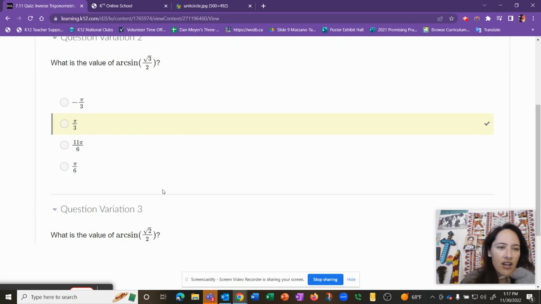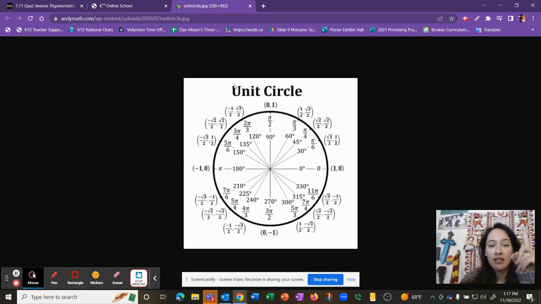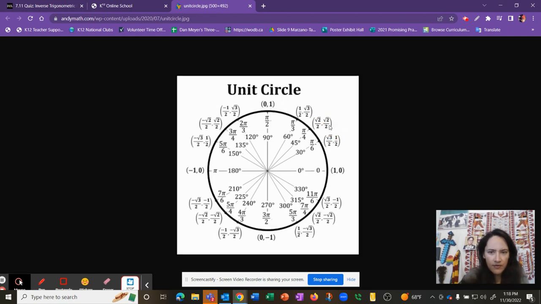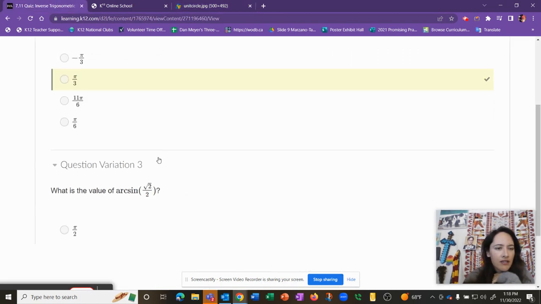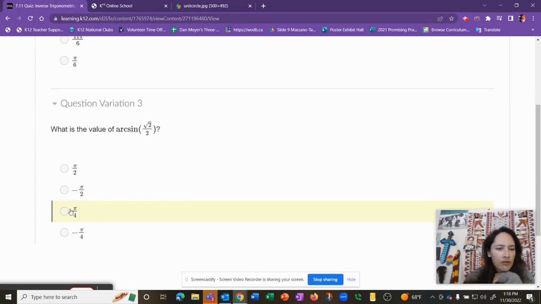Here we go. Arc sine, inverse sine, root 2 over 2. Now we know. We're not looking over here, so we have to look over here. Here's root 2 over 2. Do you see it? Root 2 over 2, pi over 4, 45 degrees. Pi over 4.